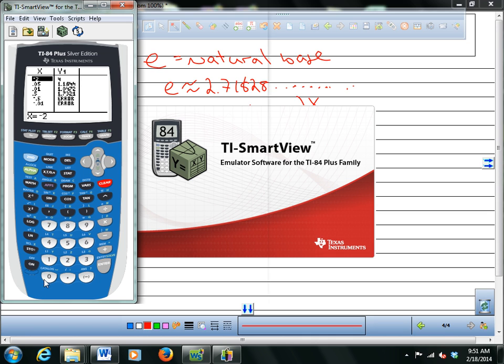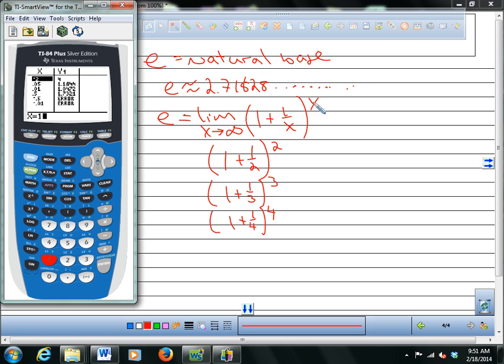If I were to put in 1 in here, I should just get 1 plus 1, raised to the 1, which would be what? I should get 2, right? And then if I put 2 in there, 1 plus 1/2 raised to the 2, I get out 2.25. If I put 3 in there, I get out 2.37. Then let's put 10 in there. See, I'm getting closer to some number. And if I put 100 in there, I should get really close to e, 2.718, something like that. If I put 1,000 in there, I'm getting really close to that value for e.